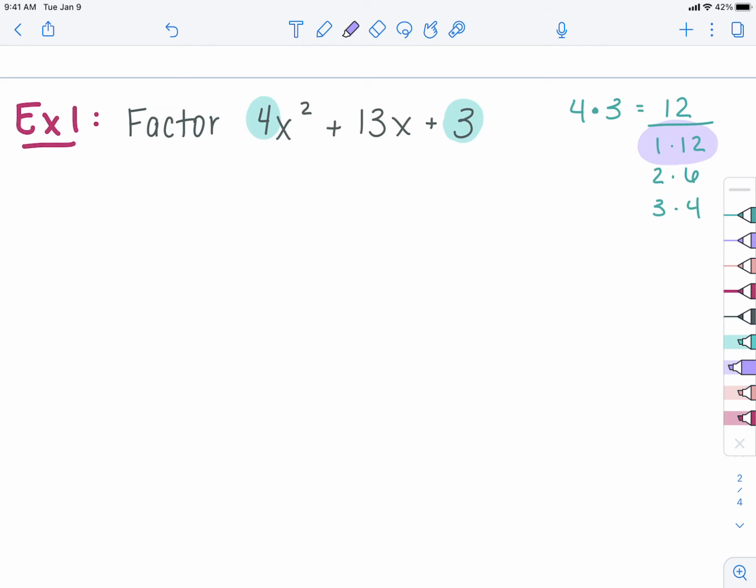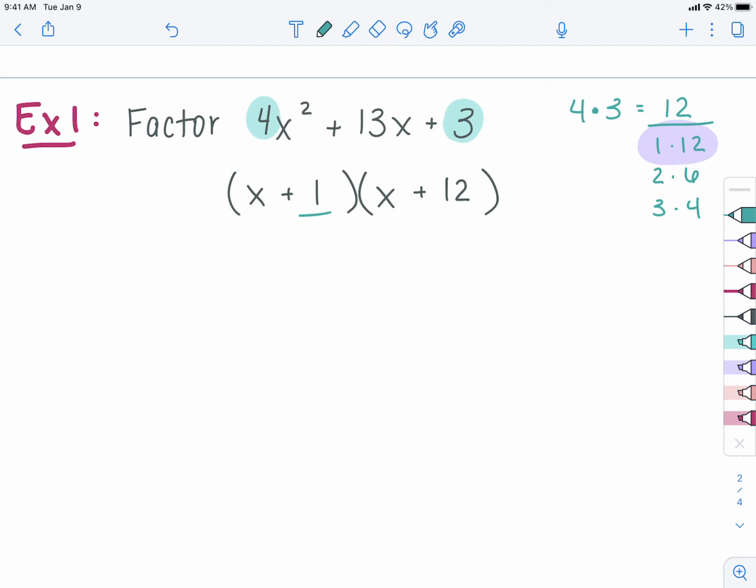So when I write my parentheses, I'm going to do exactly like I was before. I'm going to split up my x into both sets of parentheses. And I'm going to say, okay, I have a 1 and I have a 12. They were both positive, so they both get a plus sign. But since I multiplied by 4 to get those factors, I need to divide by 4 in order to undo that extra step that I threw in there.